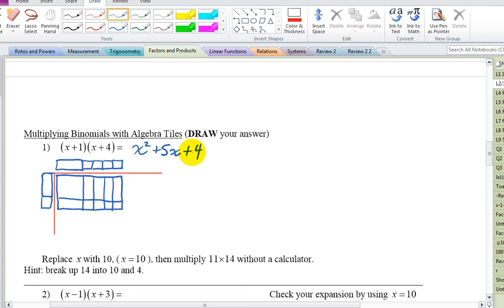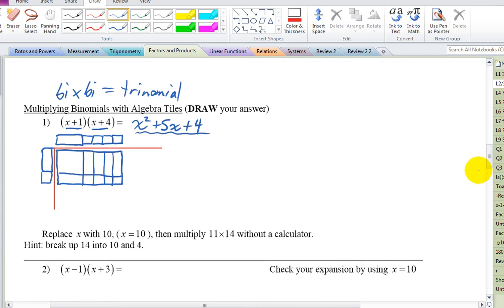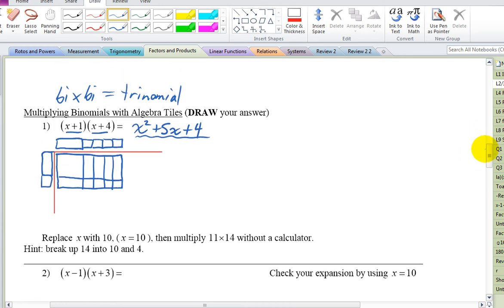Awesome. Okay. So we have 2 terms being multiplied, and we end up with a trinomial, 3 terms. Okay, so we have a binomial times a binomial equals a trinomial. Okay. Any questions? All right. So that's going to happen all the time. Now, there will be some special cases. So what I want you to do, though, is do a quick little check.